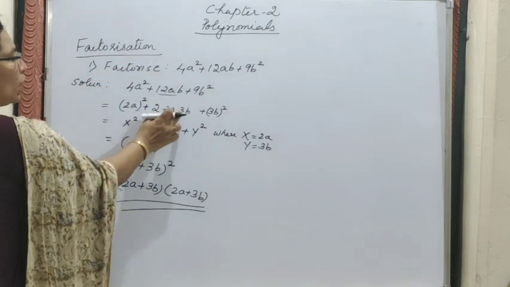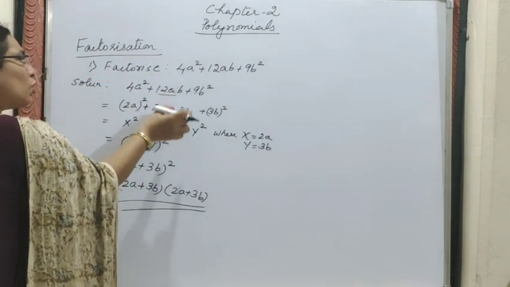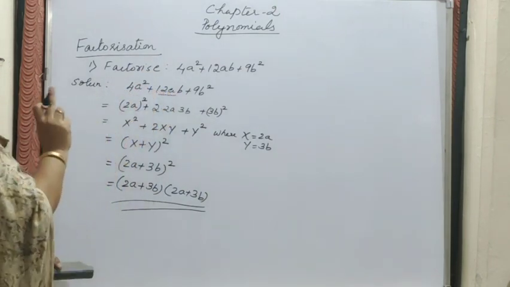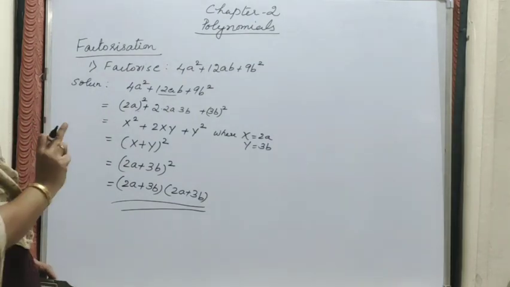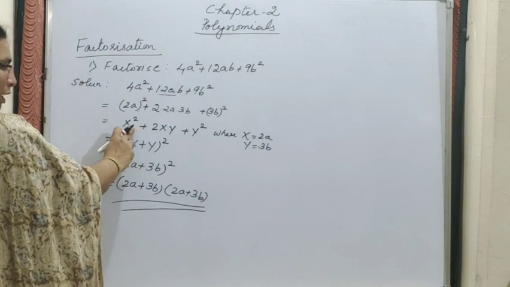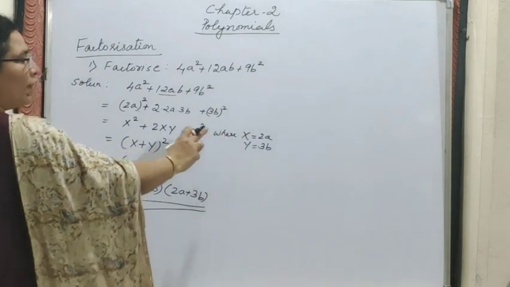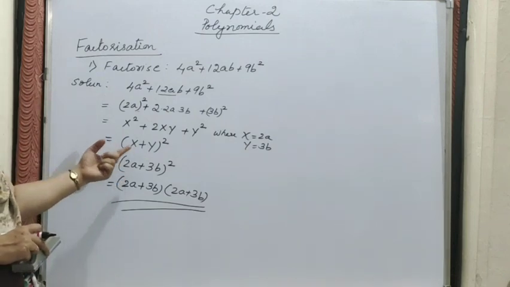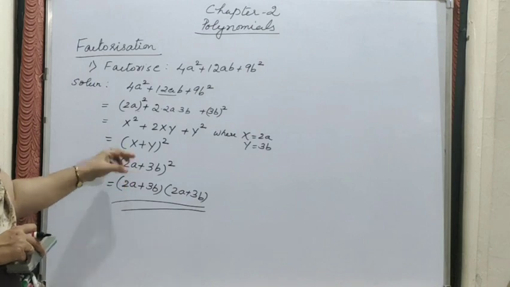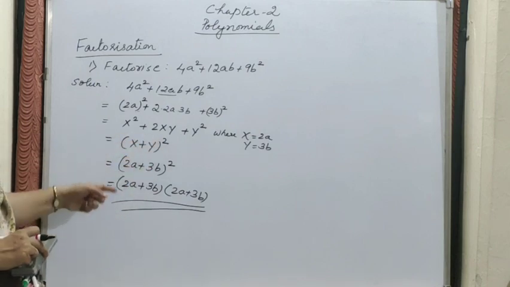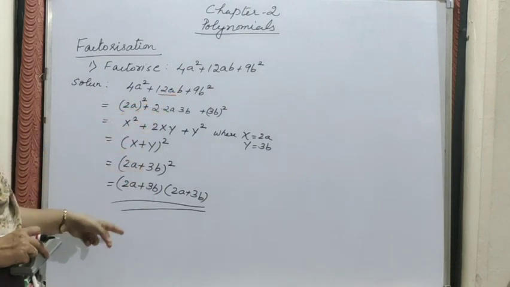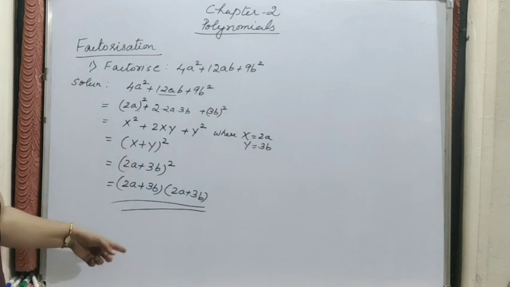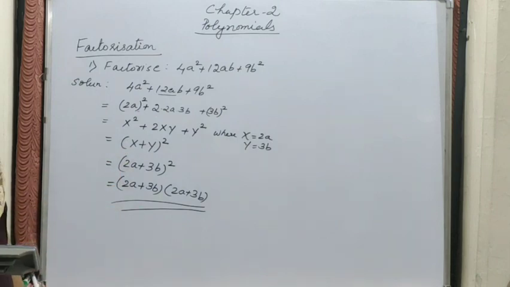It is 2 into 2a into 3b. After writing this step, you should cross check. After multiplying, 2 twos are 4, 4 into 3 is 12, 12ab is coming, then only our identity is correct. So you can write this as x square plus 2xy plus y square, where x equal to 2a and y equal to 3b. Then what is the identity form? It is x plus y whole square. We cannot complete here because that is not the question for us. The question is 4a square plus 12ab plus 9b square. So we are writing here 2a plus 3b whole square. That means 2a plus 3b into 2a plus 3b.